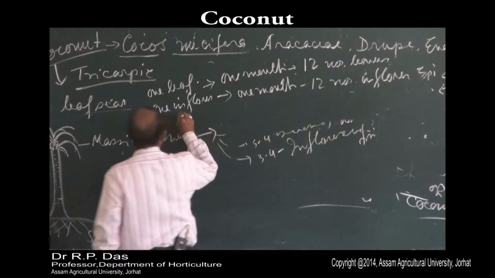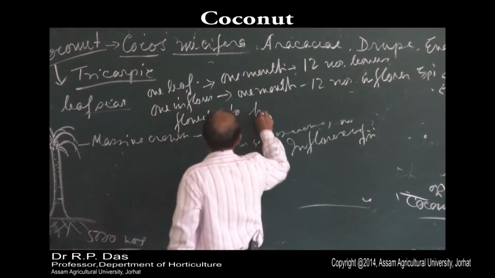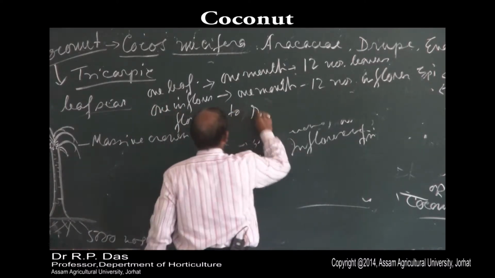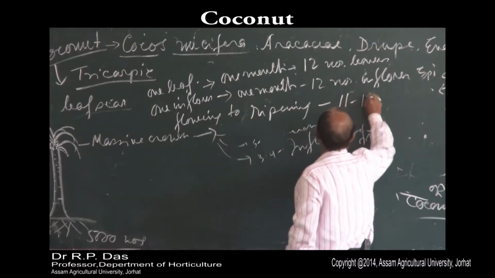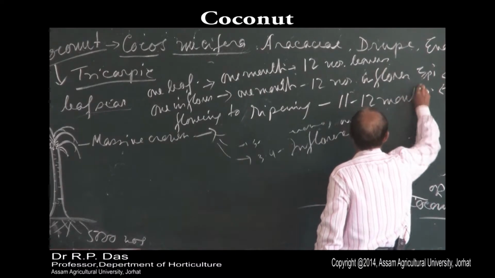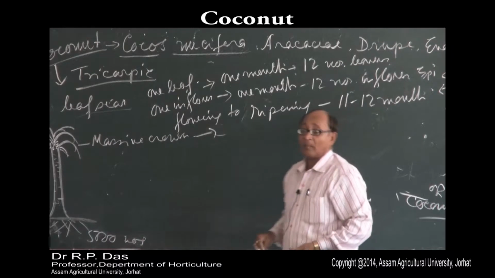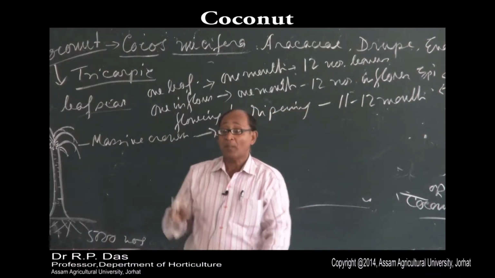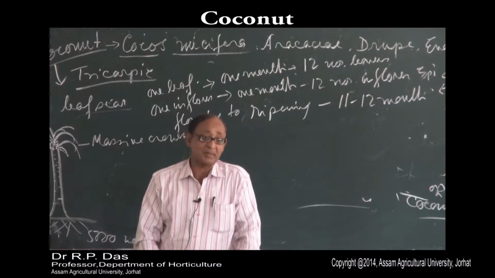And from flowering to harvesting, you can say ripening, it takes 11 to 12 months. Hence, every month is a production of one leaf, production of one inflorescence, and harvesting of 1 month.